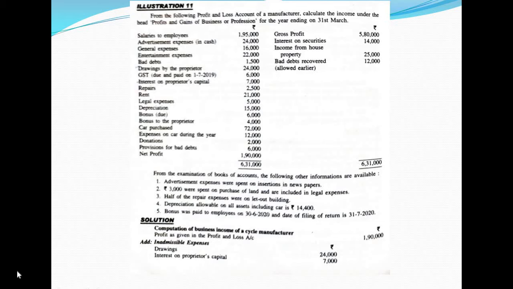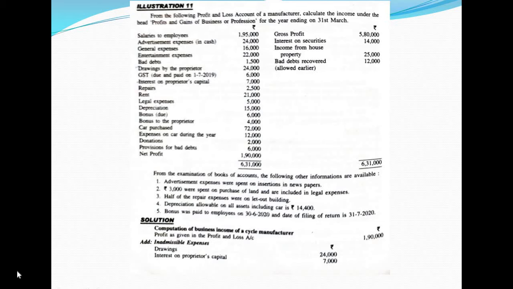First of all, you have to take the net profit or the net loss shown in the profit and loss account. Then you have to add the inadmissible expenses. Then you have to less the expenses allowed but not debited. Then you have to less the income not taxable under this head. Then after that, you'll get the taxable business income.